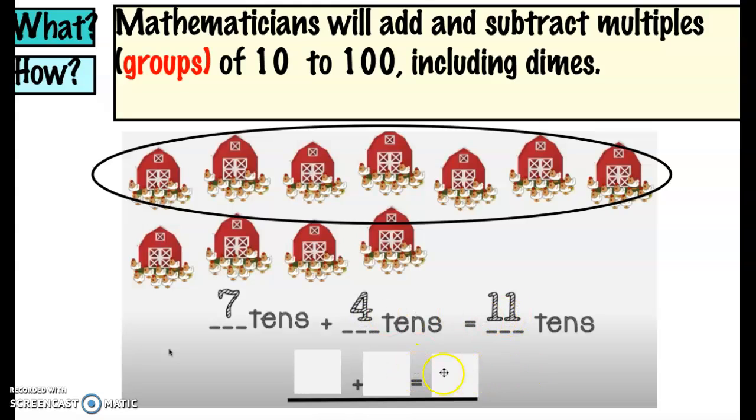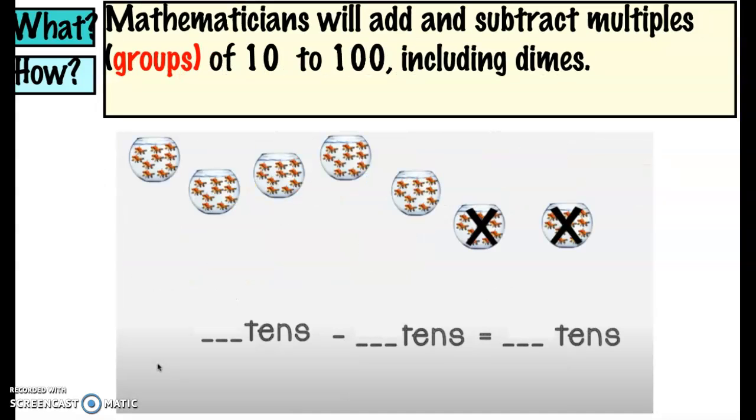Now let's do it the regular way. 7 tens equals what? 70. 4 tens equals what? 40. 70 plus 40 gives us 110. We can double check. So we already have 70, 80, 90, 100, 110. You're doing a great job.